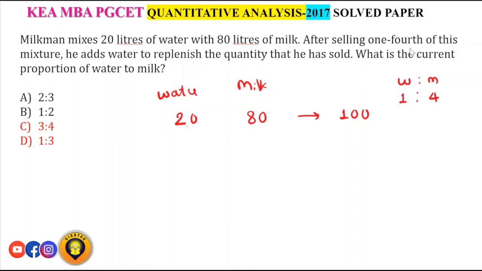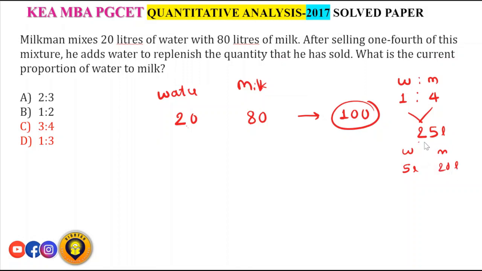Now, after selling 1/4 of this mixture, 1/4 of 100, that is 25. So 25 liters he has sold. In 25 liters, how much is water and how much is milk? This 25 liters is divided in the ratio 1:4, right? So 5 units value 25, 1 unit value 5. Therefore water will be 1 unit, that is 5 liters. Milk here is 4 units, that is 20 liters.